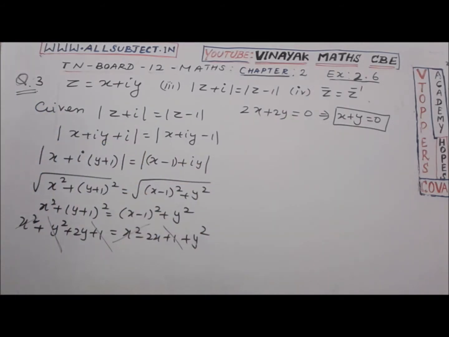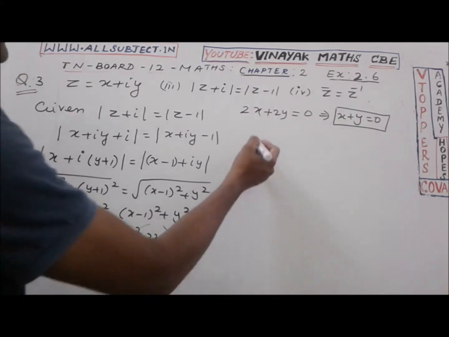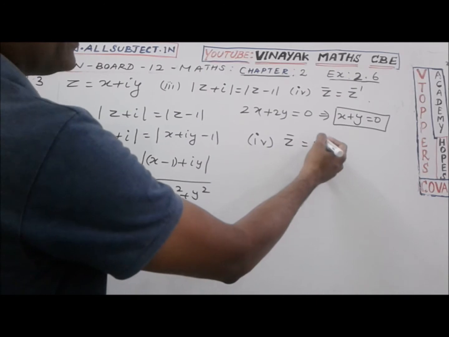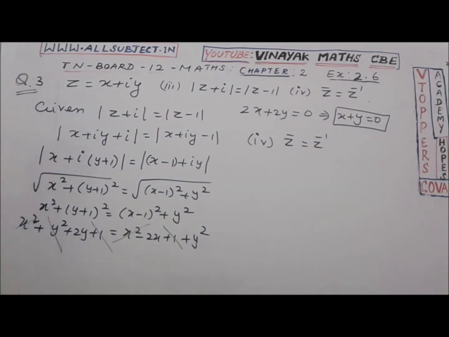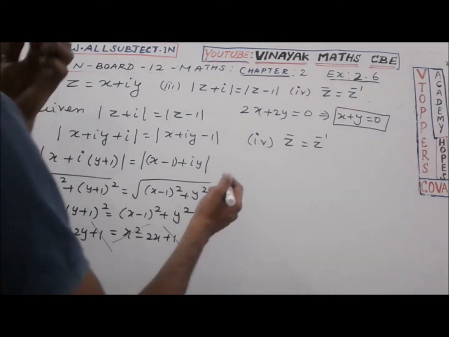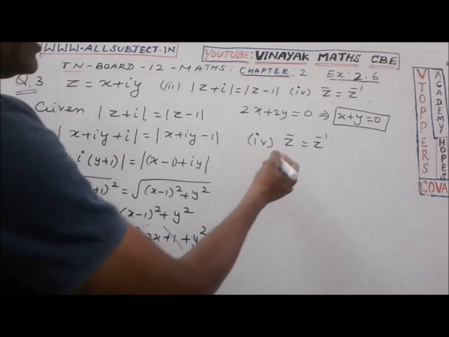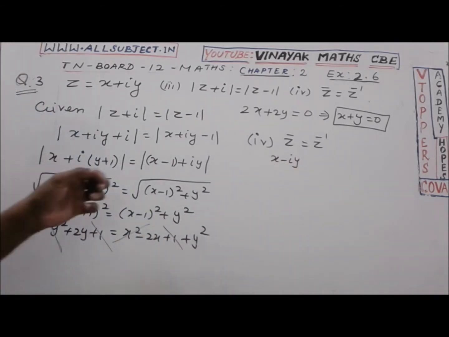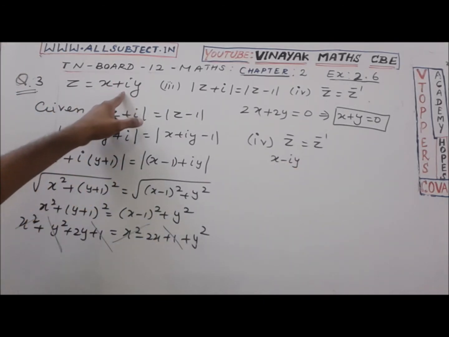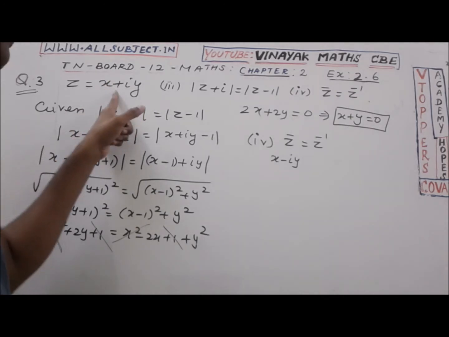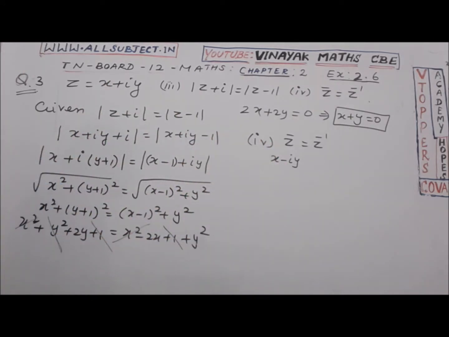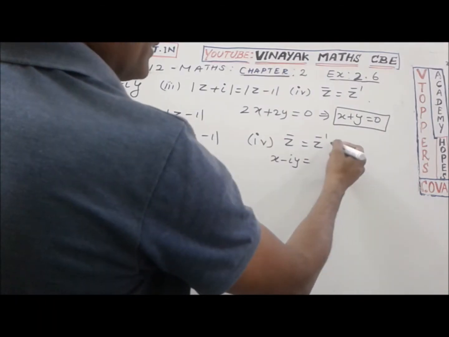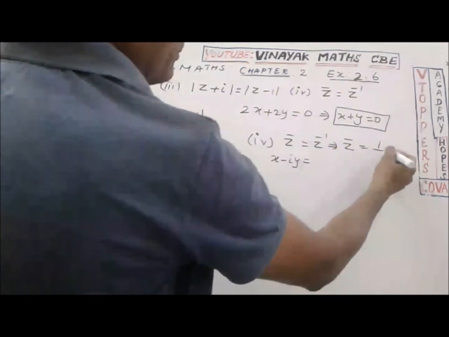Now we are moving to the fourth subdivision. Subdivision number 4, given z bar equal to z bar minus 1. z equal to x plus iy is given. z bar means x minus iy. Conjugate is nothing but replacing i with minus i in the given complex number. So z bar equal to x minus iy. Now z bar minus 1 is 1 by z, which implies z bar equal to 1 by z.